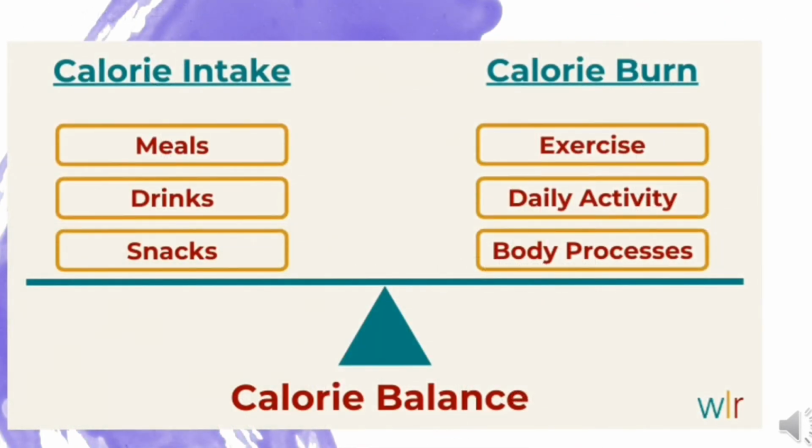So there should be a calorie balance. And calorie intake includes our meals, our drinks, our snacks. And what are the calorie burns? Exercise, the daily activities, body processes like digestion, breathing. All these need calories. It needs energy. So we need to make sure that there is a balance.